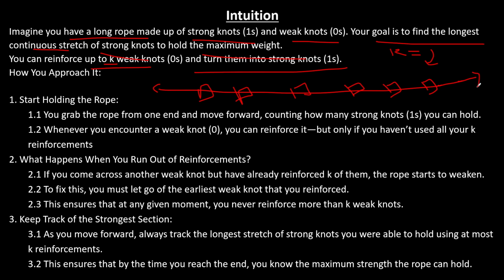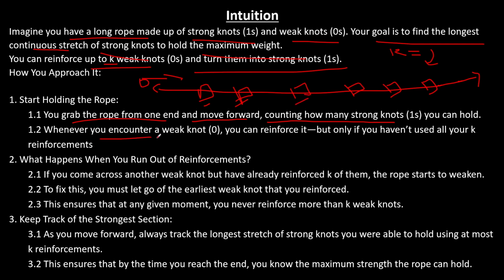What we can come up with is that we can grab the rope from one end and move forward, right? If we grab it from here and we start moving forward, now we will keep on counting how many strong knots we have received till now. Assume this is a strong knot, you took this, then you took that, then you took the third one. You're counting it. That's what comes to our mind.